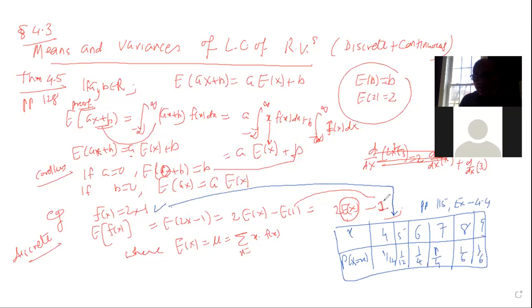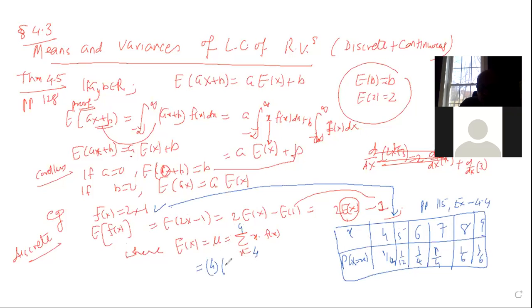With respect to this tabular form, the expected value of nu is the sum with x running from 4 to 9. When x is equal to 4, my f(x) value is 1 by 12.